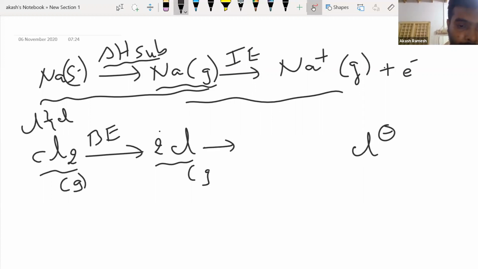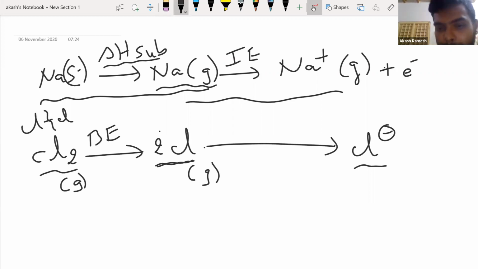This is also in gaseous form. So now the element is in my favorable phase, that is the gaseous phase, and it can form Cl minus. Now what you have to understand is, I have 2 chlorine atoms, but I have only 1 Cl minus required. We'll come to that later. So this is basically going to form Cl minus. We'll talk about the number later.